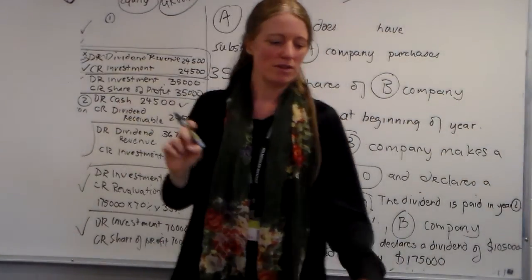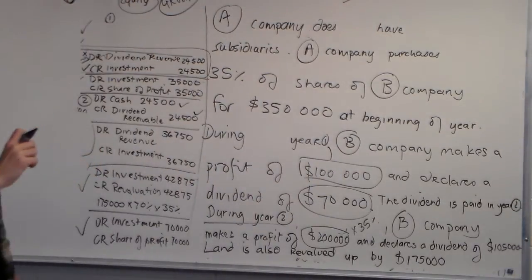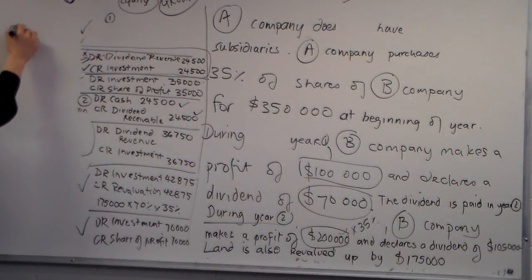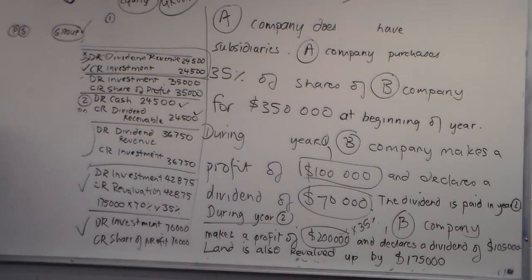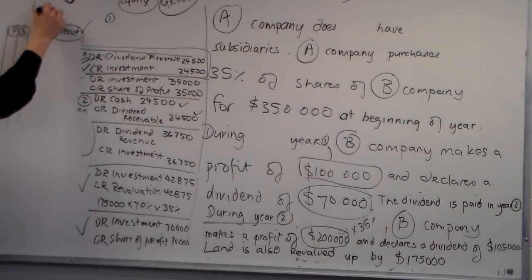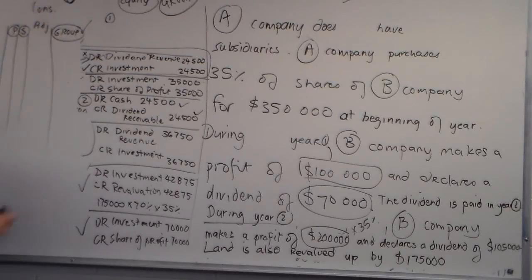Just remember that with consolidations, we had P and S, you happy with that? And for the group, what we had in the middle here was the consolidation adjustments. Remember that whenever we did adjustments, they didn't change what was in P and S. So if we had to do consolidations at the end of year 2, what happened with year 1's adjustments? Did we have to put them in again?